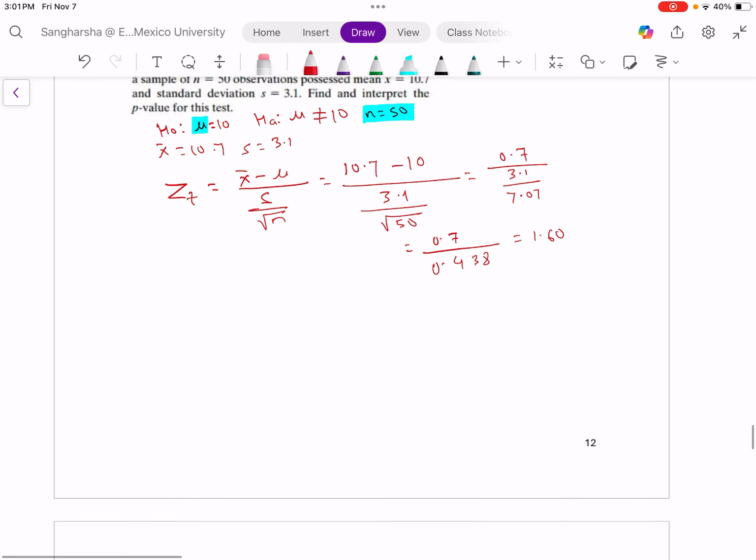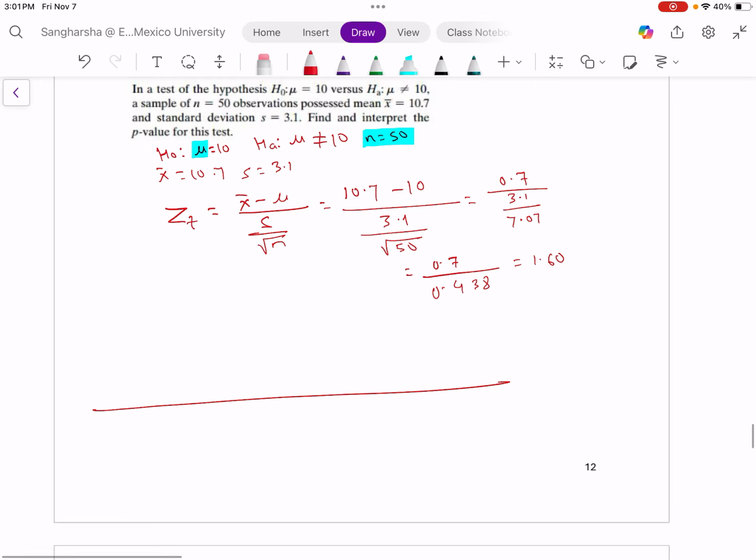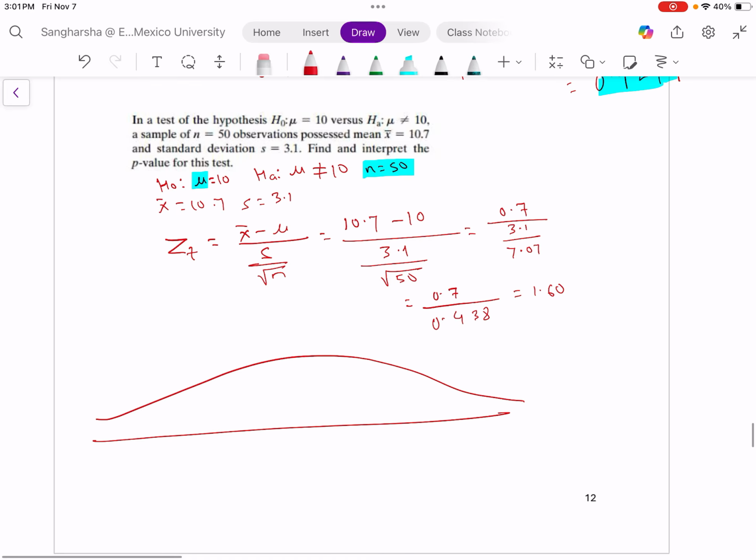Now let's draw a rejection region. Since this is what kind of test? Two-tailed test. So we have the rejection region on the two sides, and we will have a p-value on the two sides. So this point is 1.6, this is negative 1.6. So the area on the left of negative 1.6 and the area on the right of 1.6 is our p-value. So this is our 0.